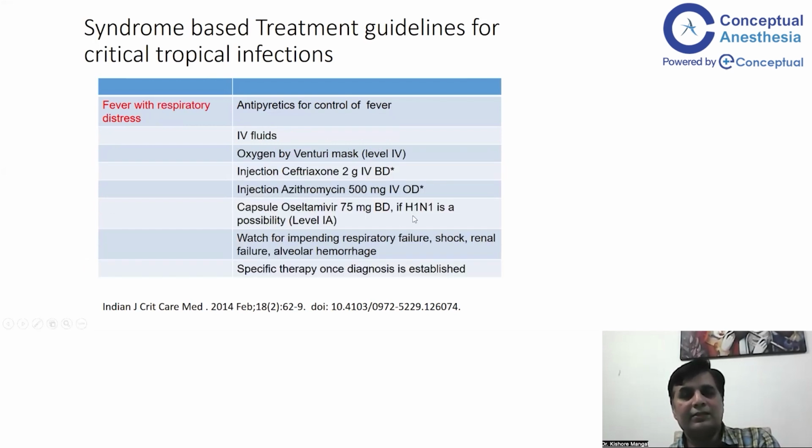Fever with ARDS, again control of fever, IV fluids, oxygen, ceftriaxone, azithromycin is preferred here, and oseltamivir, because influenza infections can also cause fever with respiratory distress, and you have to give specific therapy once diagnosis is established. So broadly speaking, ceftriaxone, doxycycline, azithromycin, oseltamivir, and acyclovir, these are the five medicines which will be used apart from IV fluids, control of fever, and watching for any other organ.